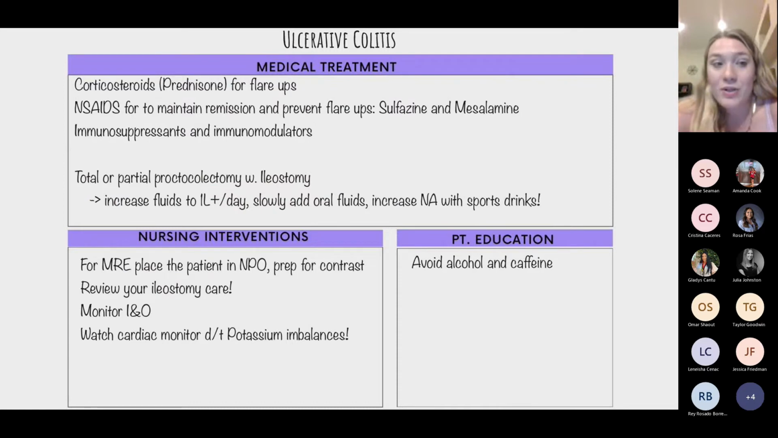Some treatments, we're going to give them corticosteroids for flare-ups. Why? Corticosteroids suppress the immune system. This is an autoimmune disease, so we need to suppress the immune system. Same thing for NSAIDs, specifically with ulcerative colitis, sulfasalazine and mesalamine work very well for these patients. Additionally, immunosuppressants, immunomodulators, etc.